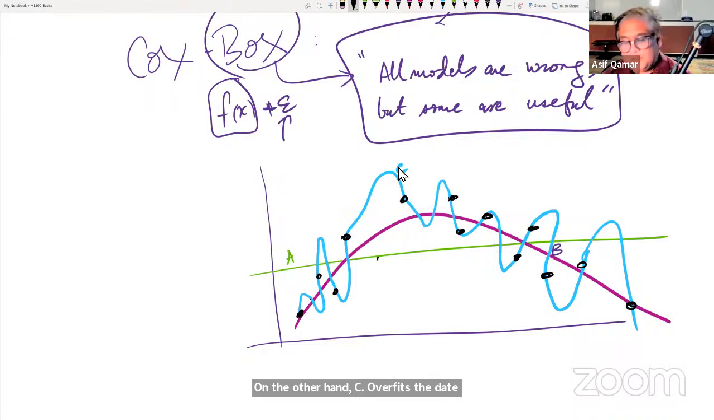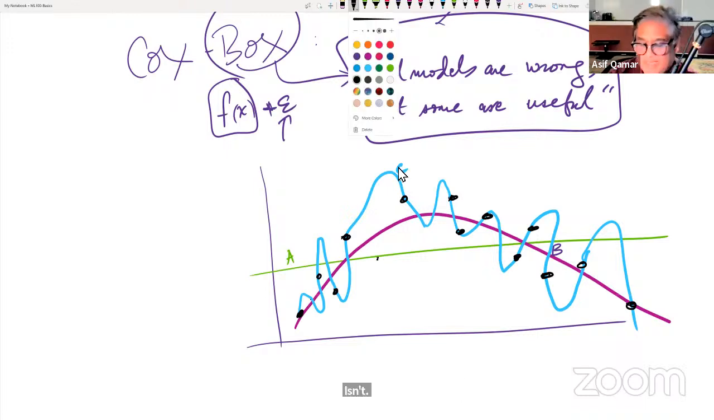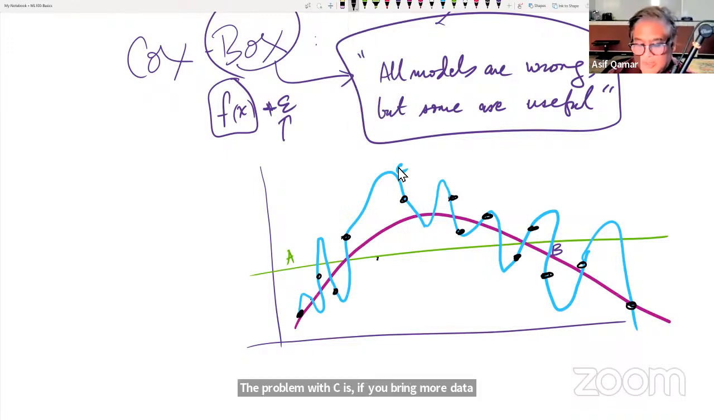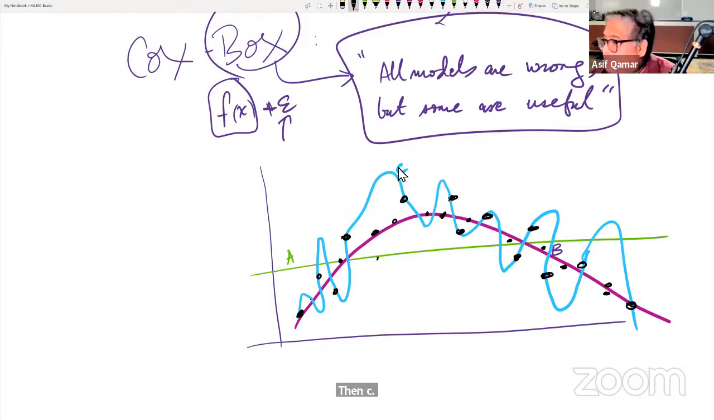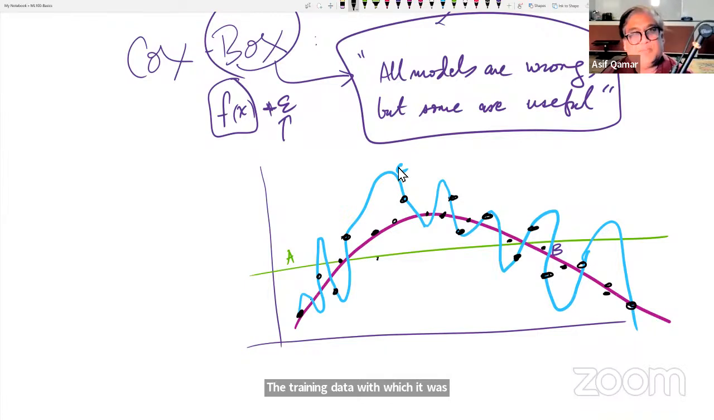isn't it? The problem with C is if you bring more data, it begins to look wrong because any data you train your model on is only a partial subset of the data. So if you start picking more data points, you start noticing that B looks much better than C, isn't it? So C actually thinks that the training data with which it was trained is the only reality and its job is just to fit that.